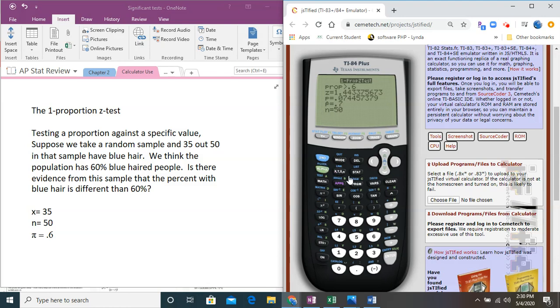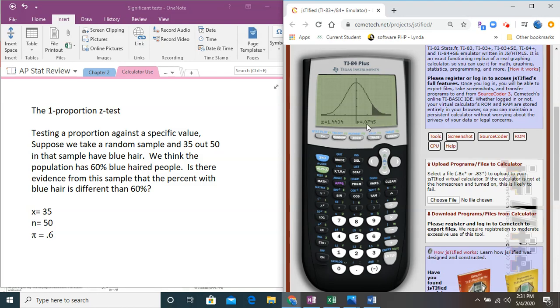So just to look back at it again, stat, test, 1PropZtest, our null hypothesis, what happened in our sample, whether it's a one-tailed test greater, one-tailed less, not equal, and we calculate. We can also draw this. It gives us a visual of the normal curve. The black area is the area of our p-value.